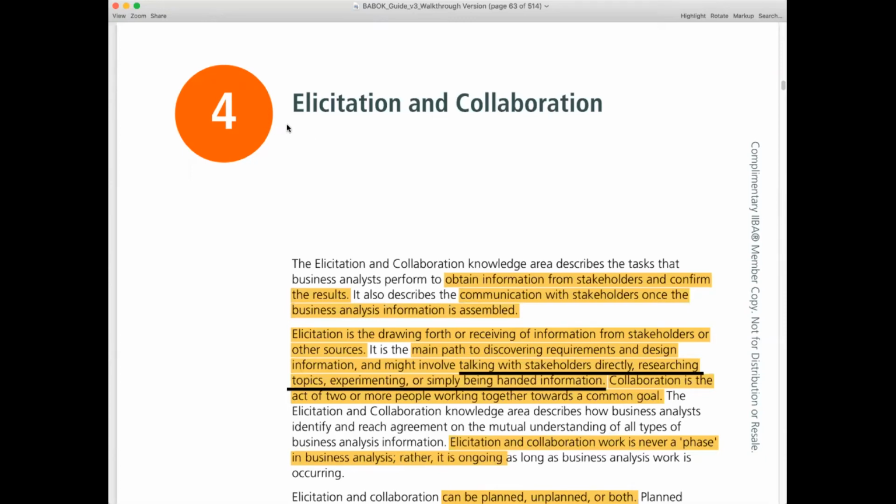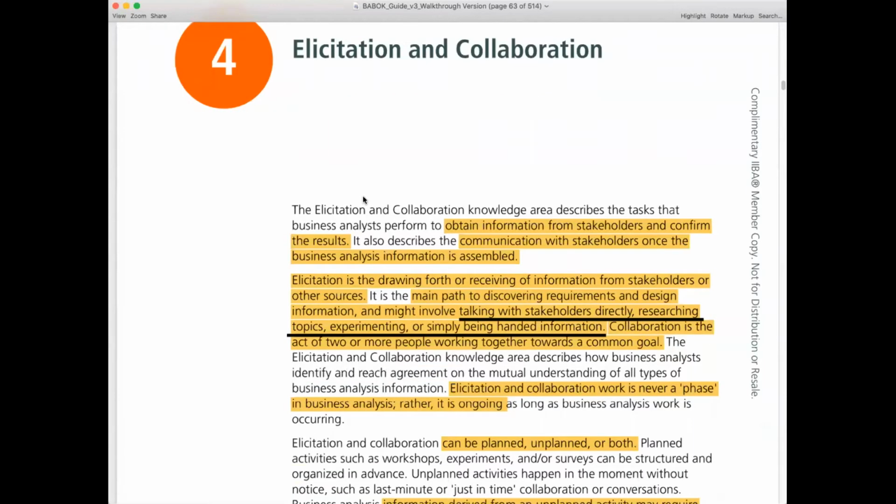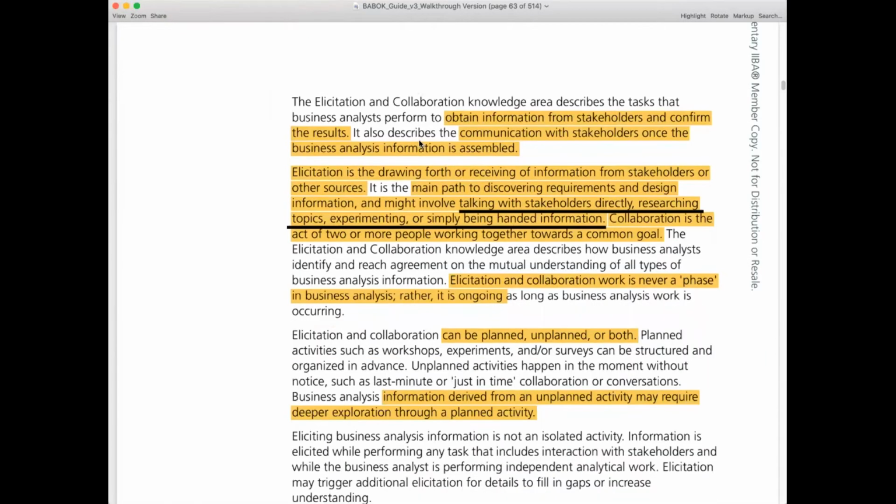All right, so this week we're going to be talking about chapter 4 of the BABOK guide, and that is elicitation and collaboration. So this is actually our second knowledge area that we're covering. And this is the knowledge area that I believe is probably the most fun because this involves us collaborating with the stakeholders and getting to know different people and participants in the project.